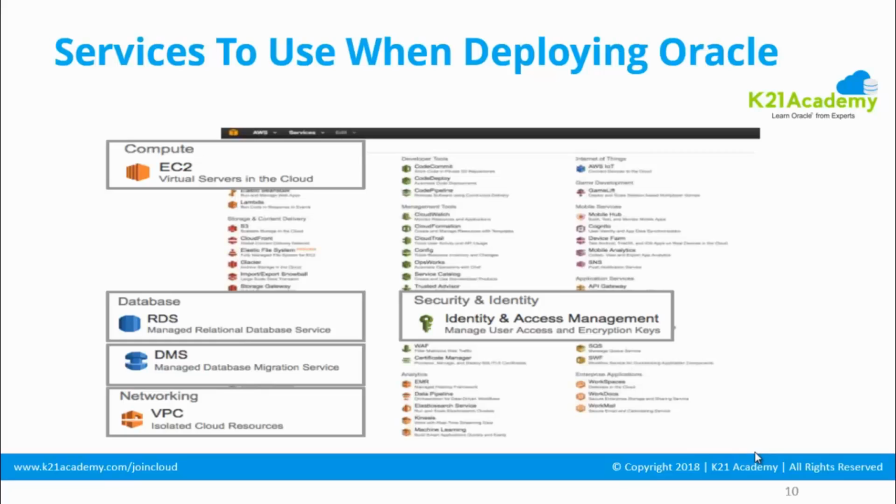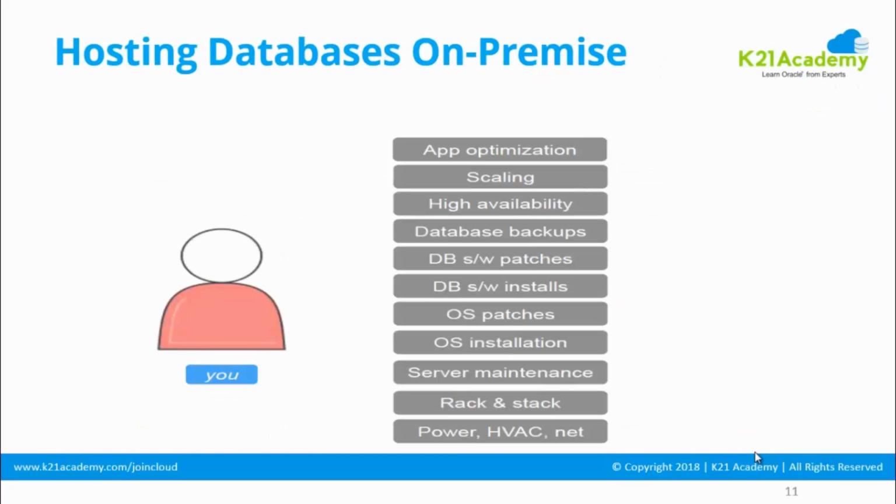So these are the key services or components or features that you would end up using when you're deploying Oracle on Amazon. Now let's take a step back and try to understand the flavors of running Oracle on EC2 and running Oracle on RDS. But before we get there, let's see how you host your databases on-premise.